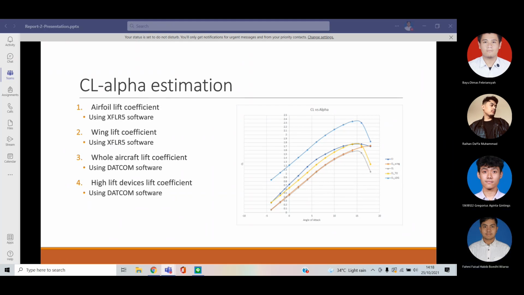And then for the whole aircraft configuration lift coefficient, we use .com software, as well as for the high lift devices. As we can see in the right-hand side CL alpha graph, the highest lift coefficient is for the airfoil, followed by the wing lift coefficient, and then the whole aircraft coefficient for the cruise condition. For the takeoff configuration, the lift coefficient is higher than the cruise condition, and in the landing condition, the lift coefficient is also higher.